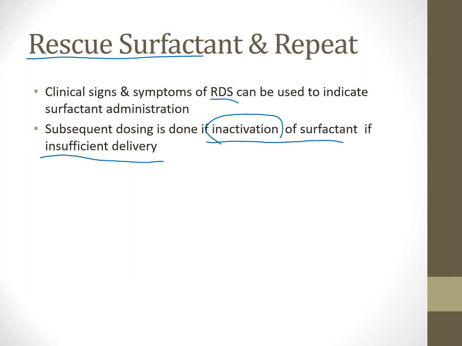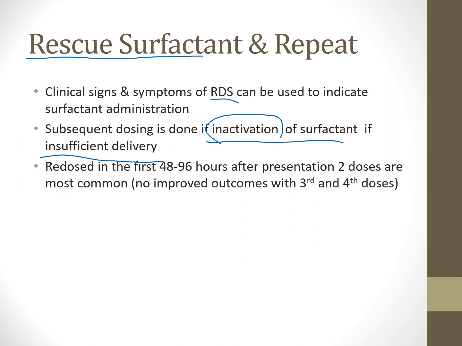So you might have to redo the procedure and make sure you get the tube in the right position for that redose. Make sure you get it to the other side of the lungs there. Usually you're going to redose within that first 24-48 hours. Usually second doses are common, but as far as evidence-based practice goes, there's been no evidence to support giving kids 3 or 4 doses.